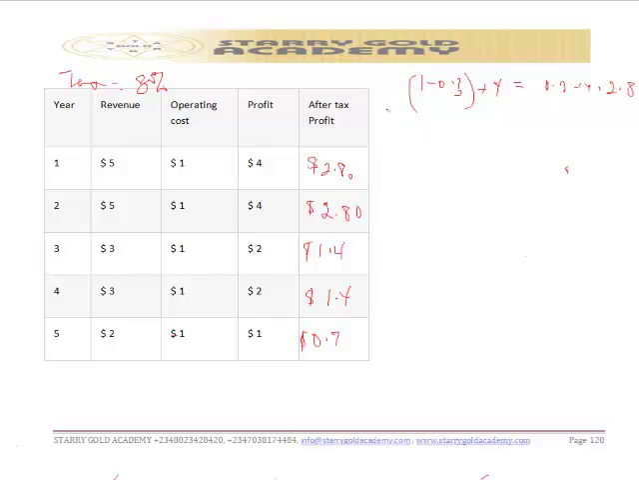So now you apply your discounted cash flow and you find out your net present value, or your present value. So that is how tax affects cash flow. You see that before tax it was 4, but now after tax it becomes what? 2.8.